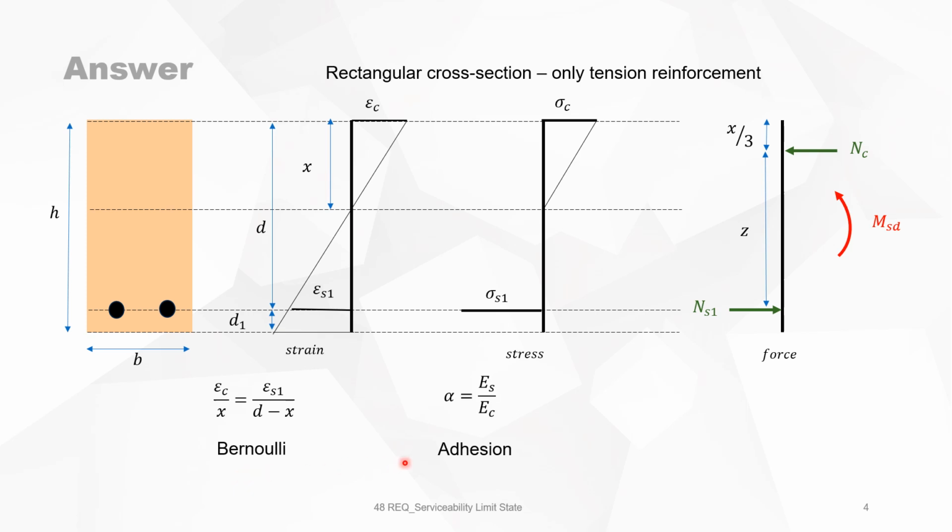The second assumption is adhesion. Because of adhesion, alpha is equal to the modulus of elasticity of the steel divided by the modulus of elasticity of the concrete. And the third is elastic behavior in SLS. So the stress in the reinforcement is equal to the strain times the modulus of elasticity. Those are the 3 assumptions that we need.